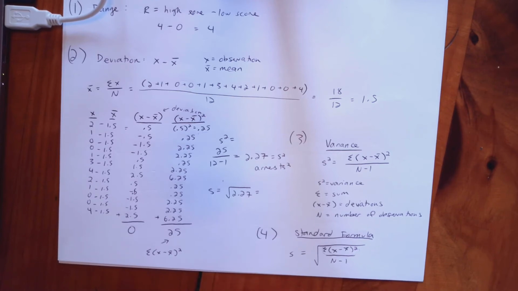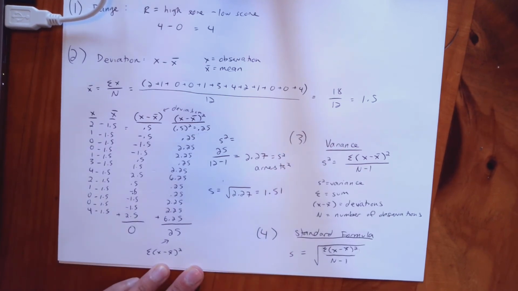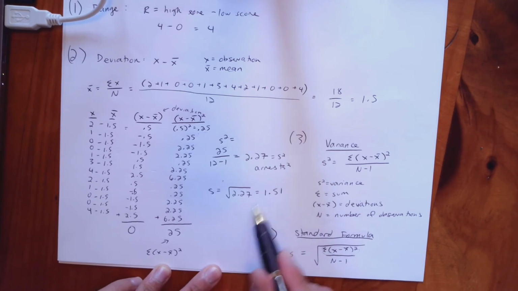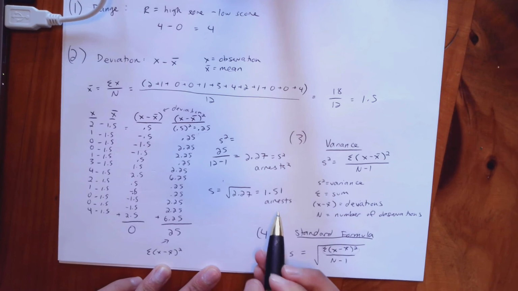So if you take the square root of 2.27, you get 1.51. And that's your standard deviation. So it looks like a big clunky formula, and you do have to go through all these steps to get there, but once you know the variance, you're just taking the square root of it. And here we have a standard deviation of 1.51 arrests.